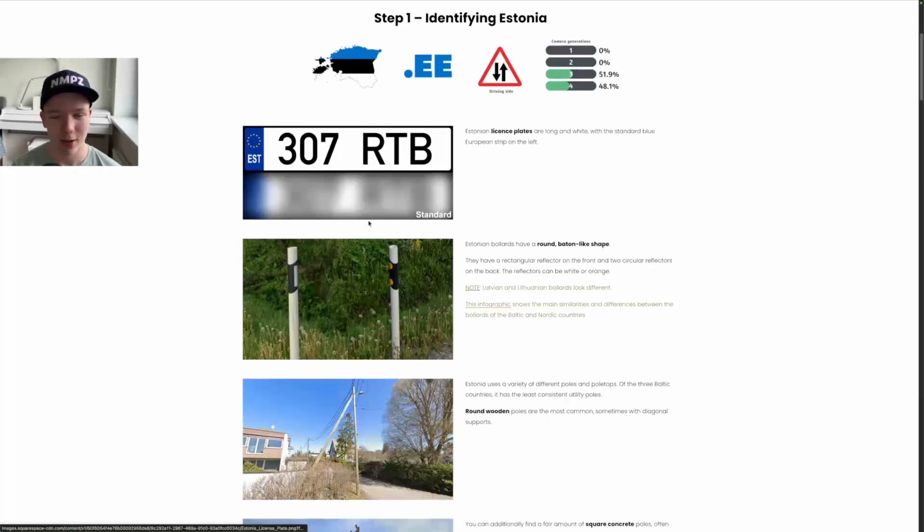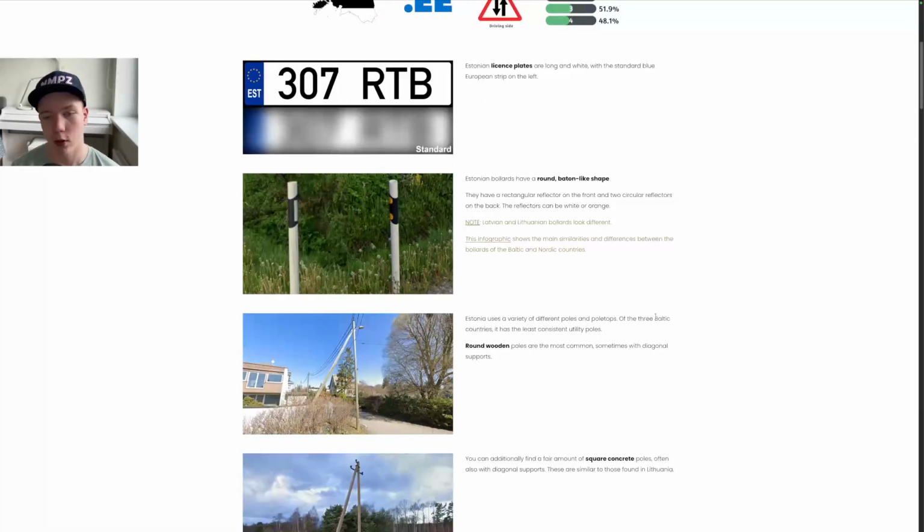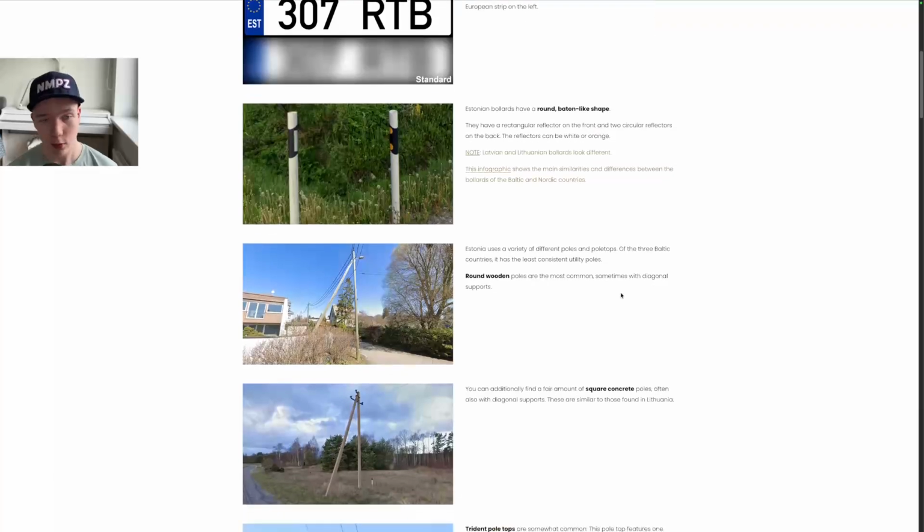Estonia does use a lot of different poles, and one thing that I just like to say about Estonian poles, they're really flipping ugly. So if you see really ugly poles, you're probably in the Baltics or Russia, because you can see some quite beautiful poles, I would say, in some other, for example, European countries or North American, or pretty much anywhere else other than the Baltics and Russia.